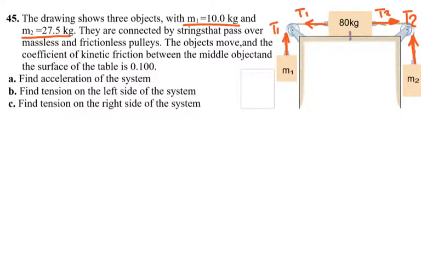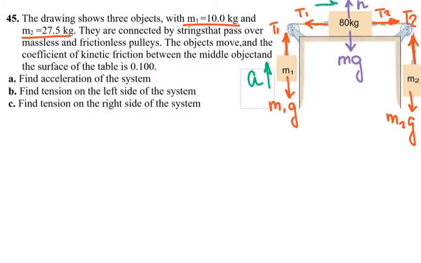Then I also have the weight, which I'm going to call mg, and the normal force, and I have m1g, and I have m2g. Then I have acceleration up on this object, acceleration to the right on the middle object, and acceleration down on the right object. And the friction, because the middle one is moving to the right, is going to be to the left. So the friction is opposing the motion. And it is kinetic friction because the 80 kilogram block is moving to the right and sliding.